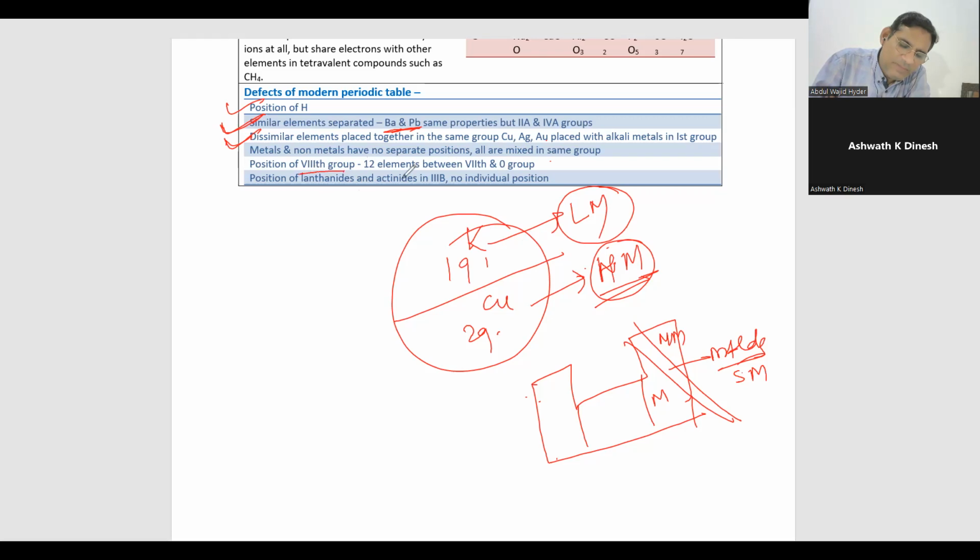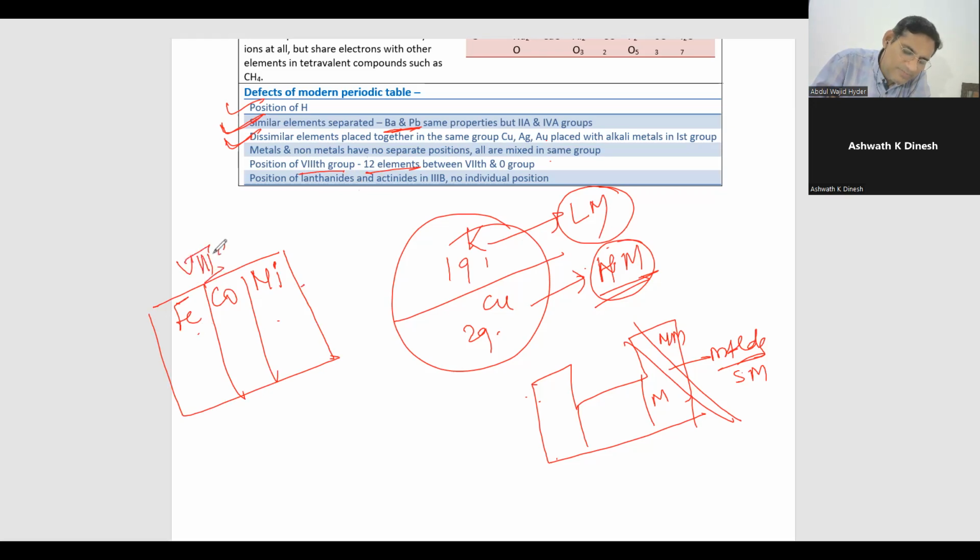Eighth group elements, 12 elements, means iron, cobalt, and nickel. Their group is the same. Their properties are different, but still their group is the same. They are there in the eighth group now. So they should be kept in different groups, but were not.